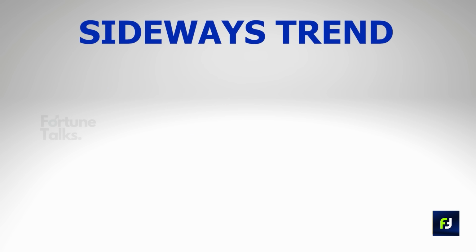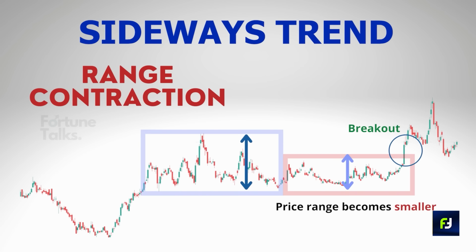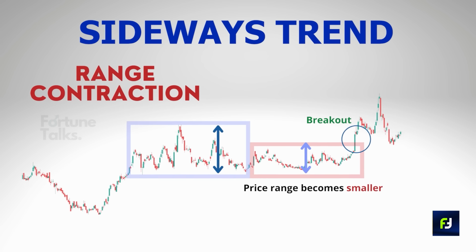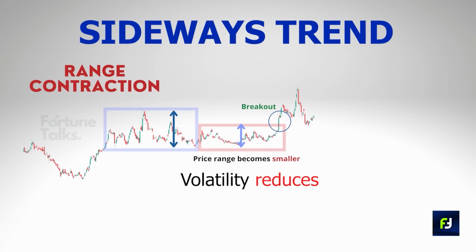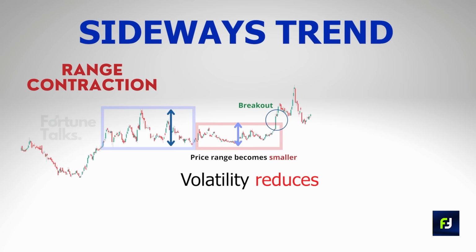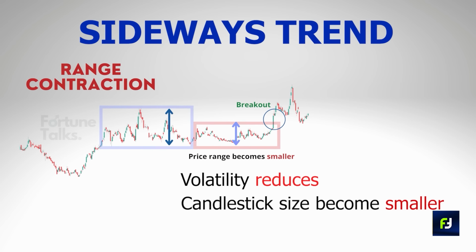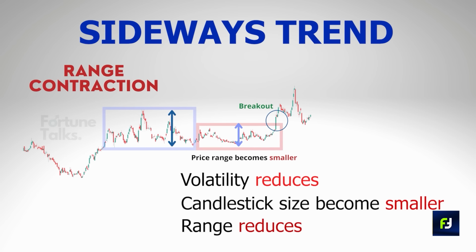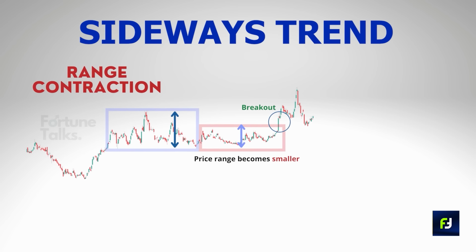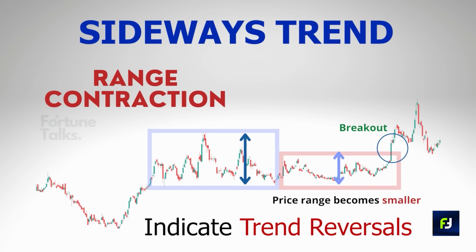Let's talk about range contraction first. During range contraction, the levels shrink and the price action becomes almost neutral or flat. This shows the lack of any interest between buyers and sellers. The volatility in the market also drops. So range contraction happens when there is a shortening of the price bars, or simply the candlestick sizes reduce. The high and low range or levels get narrower or closer to each other. And this is a strong indication that a trend reversal is coming soon. That is, if there was a prior downtrend, now the trend might change to an uptrend.